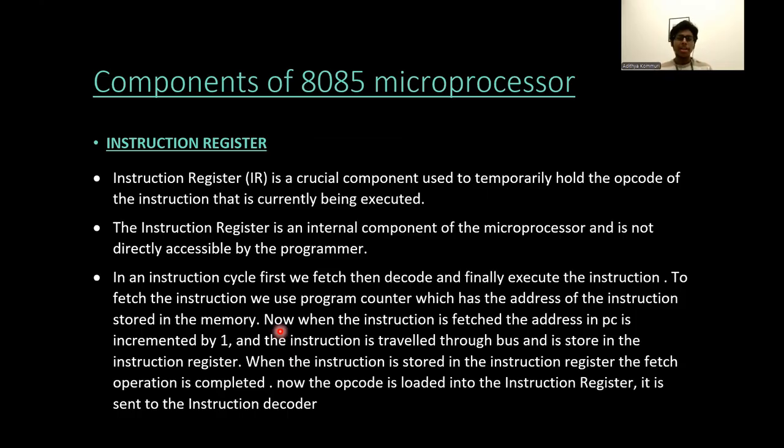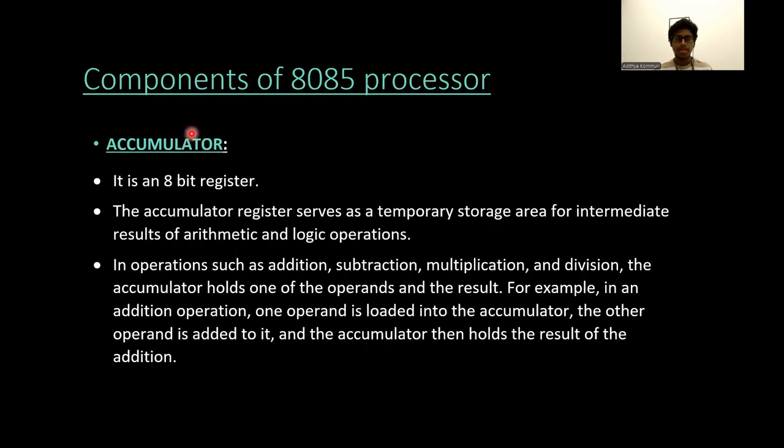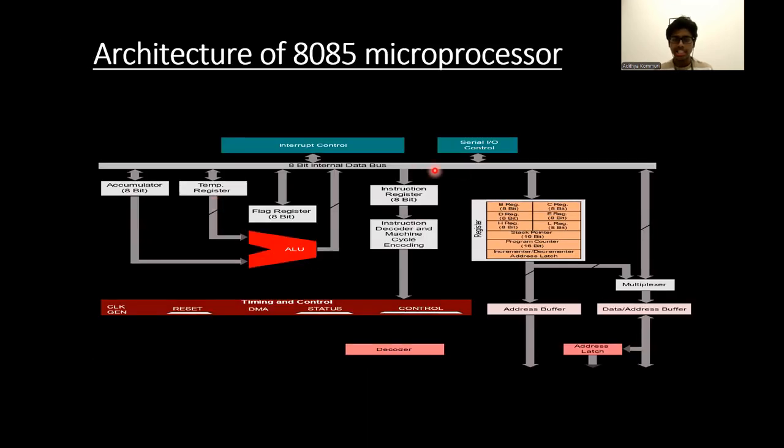Instruction register. We saw before in the program counter that in an instruction cycle, to perform an instruction, first we need to fetch it, then decode it, then we can execute it. To fetch the instruction, we use the help of the program counter. Now we have the instruction in hand. This instruction is stored in the instruction register. Here is the instruction register, which is an 8-bit register.